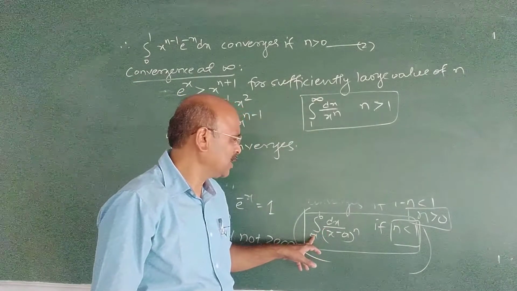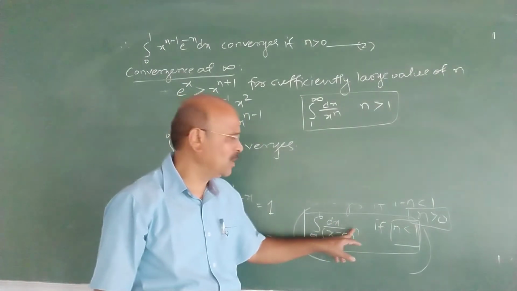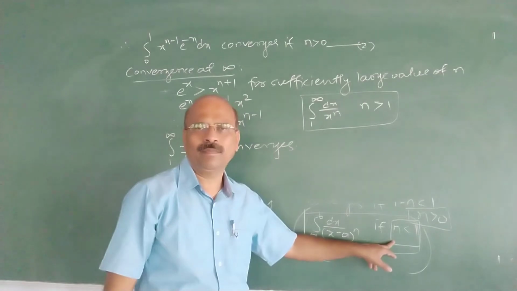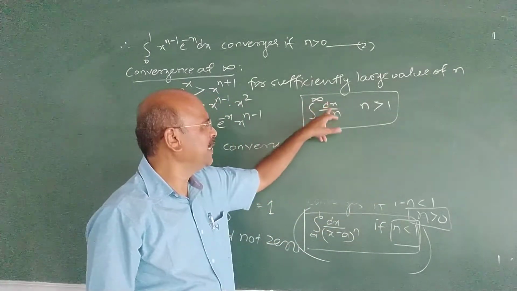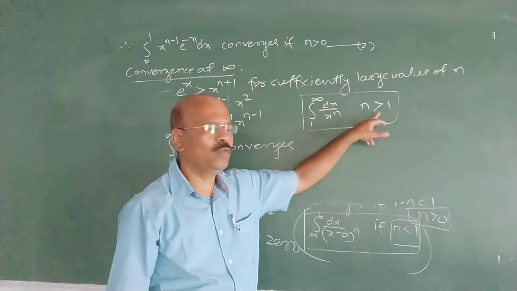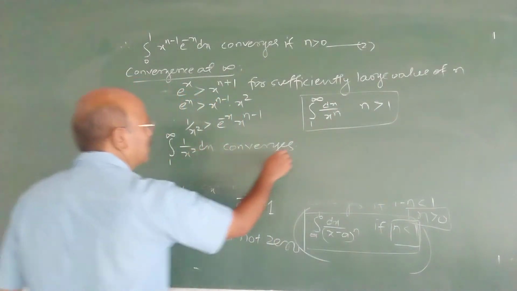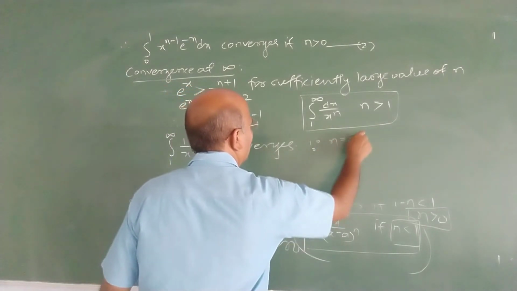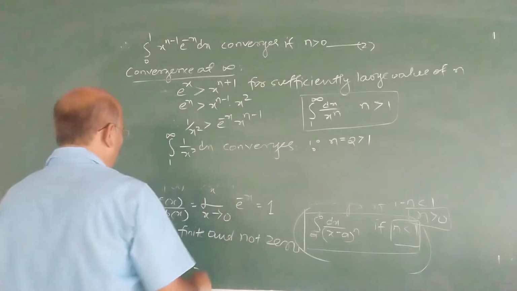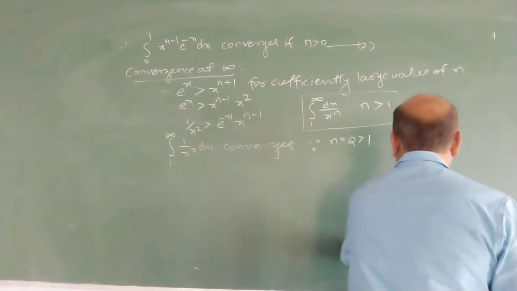See, in this case, when the limit is finite, a to b dx by (x minus a) raised to n converges if n is less than 1. Remember. But 1 to infinity dx by x raised to n converges when n is greater than 1. Here it converges, because this is the result, and n is 2, which is greater than 1. Now, apply that test. What is the test?